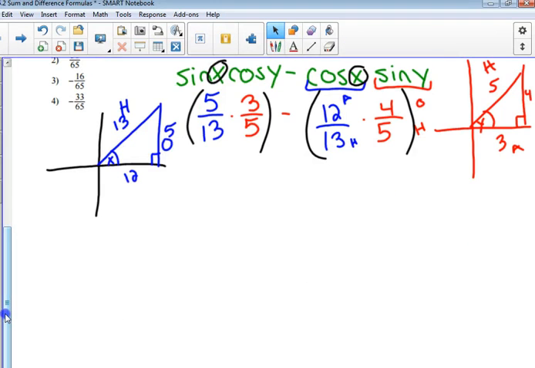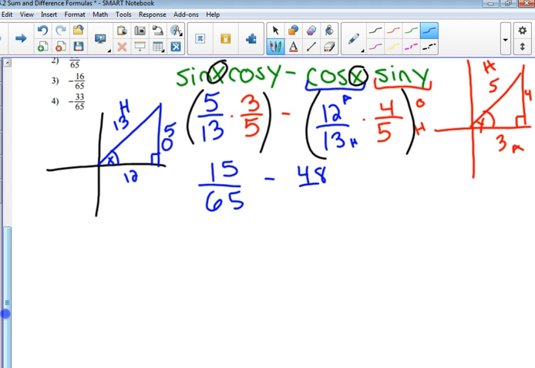This one's going to give you guys, you multiply top, bottom, use the calculator. 15 over 65, and then 48 over 65. Good. That's a long multiplication. Negative 33 over 65. Good job. That was a long multiplication.